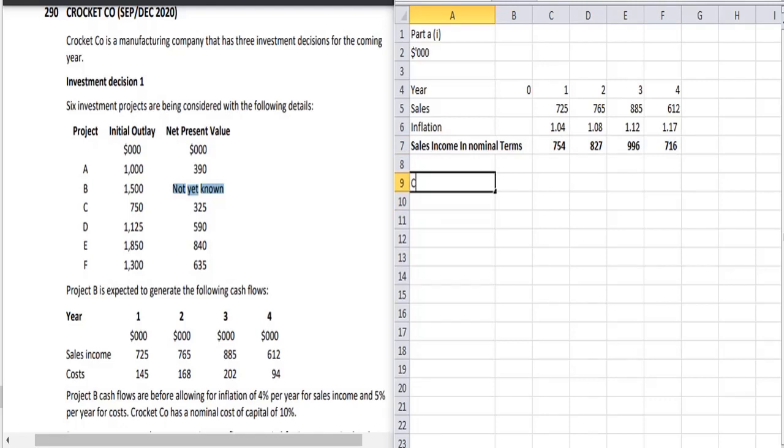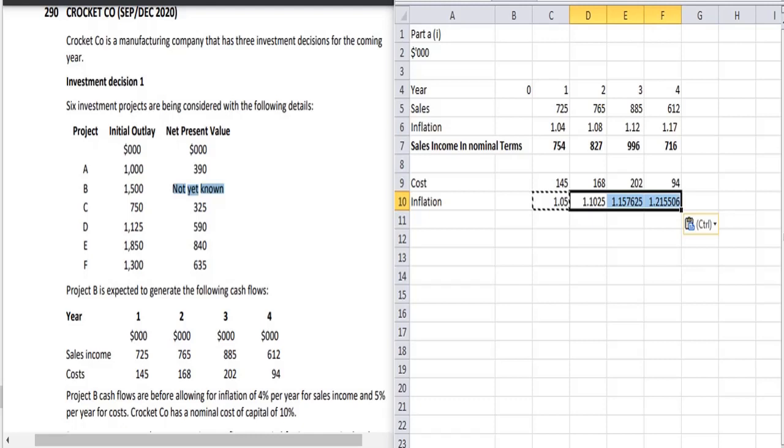Now it's the turn of the cost. Cost is also given in real terms, as the question has told: 145 for year 1, after that 168, 202, and 94. Now again we will inflate this as we did for the sales income. The inflation rate for the cost is a specific inflation: sales has been inflated by one rate and the cost by another rate. Okay, so 5%, power 1, copy, paste. So we got it.